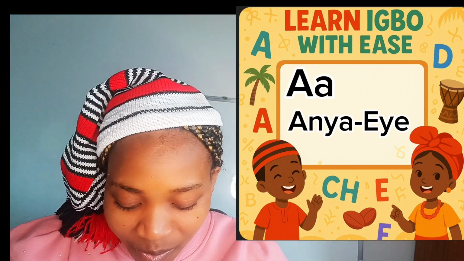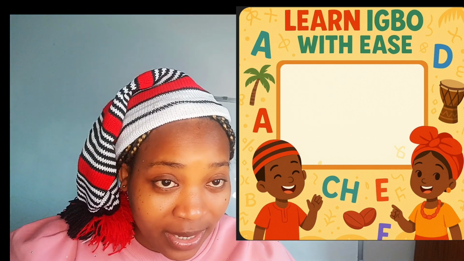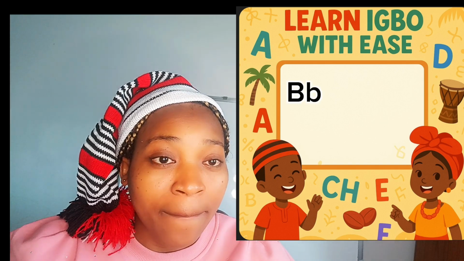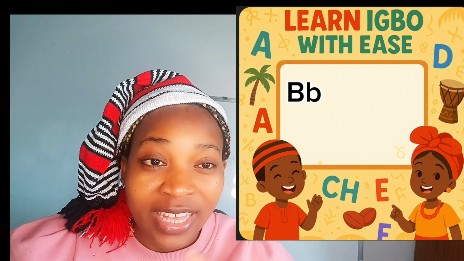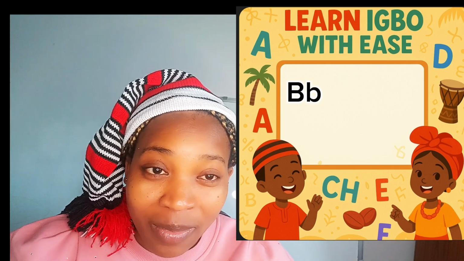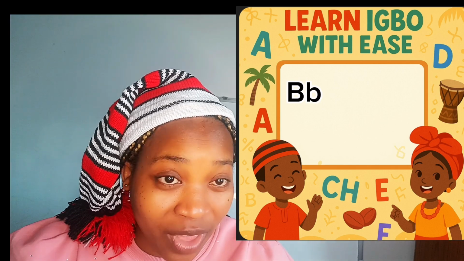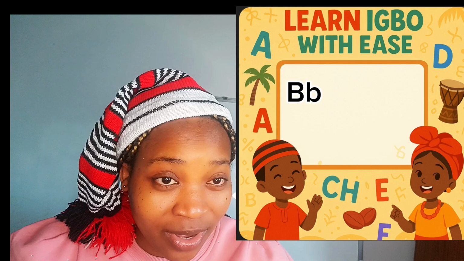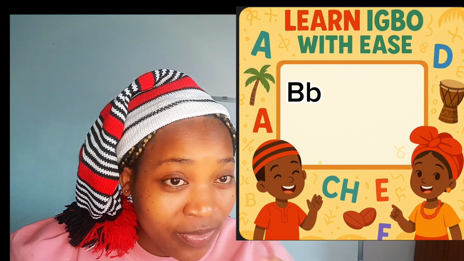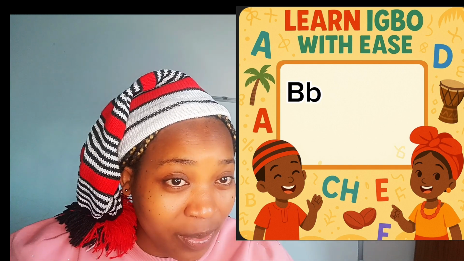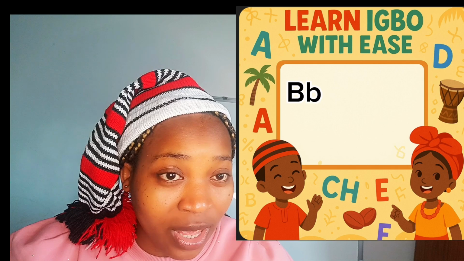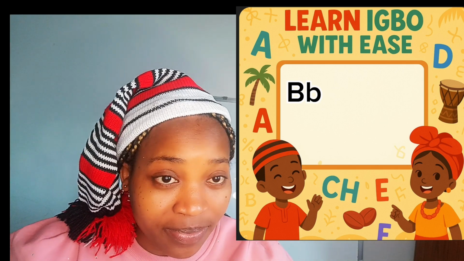So the next letter of the alphabet is B. Remember, in Igbo alphabet, they are not the same as in English language, and there are more of them in Igbo language. So if you're confused, go back to our video of the alphabets in Igbo language. So the next one is B.